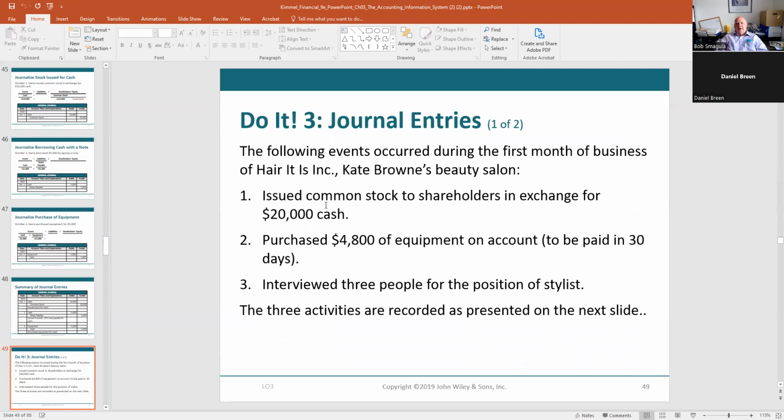Okay. The following events occurred during the first month of business of Here It Is Incorporated, Kate Brown's Beauty Salon. Issued common stock to shareholders.